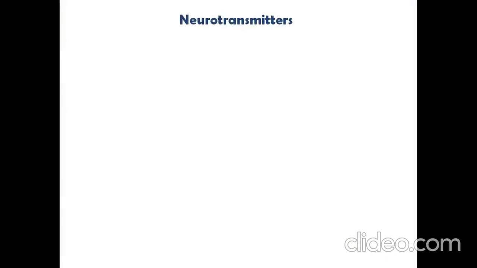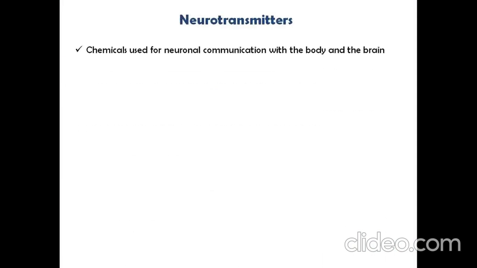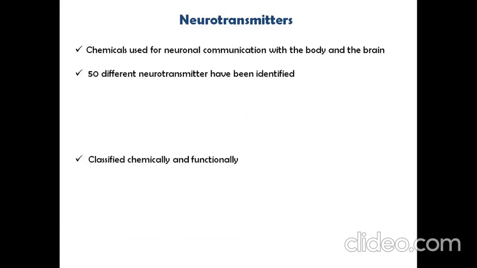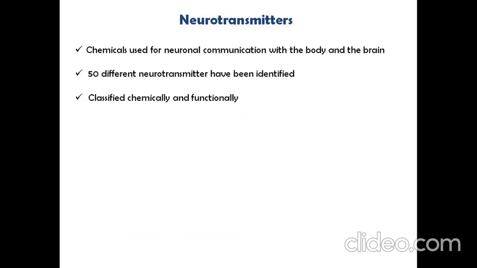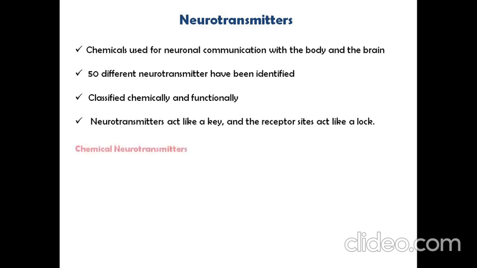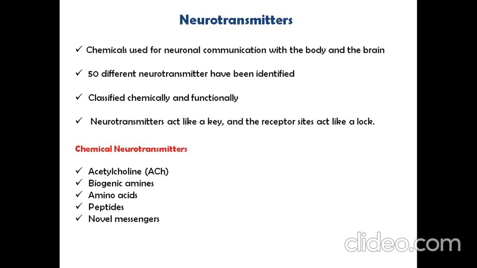Next one is, what is meant by the neurotransmitter? Neurotransmitters are the chemicals used for neuronal communication with the body and the brain. Fifty different neurotransmitters have been identified, and they are classified chemically and functionally. The neurotransmitter acts like a key and the receptor site acts like a lock. The chemical neurotransmitters are acetylcholine, biogenic amines, amino acids, peptides and novel messengers.